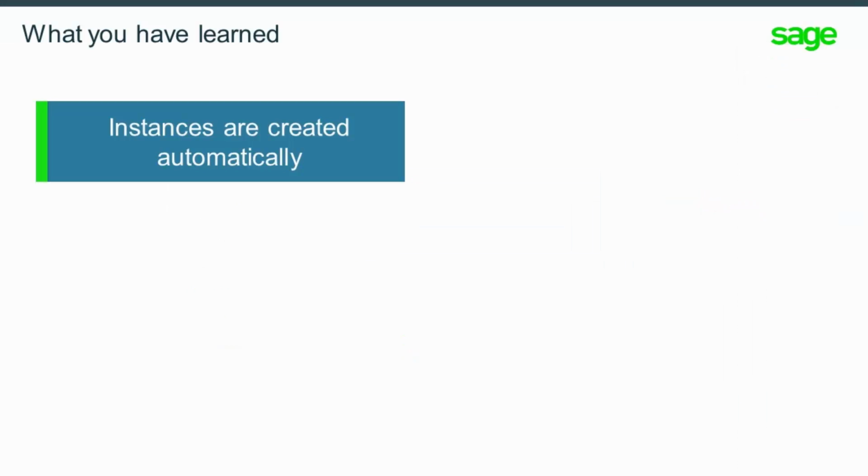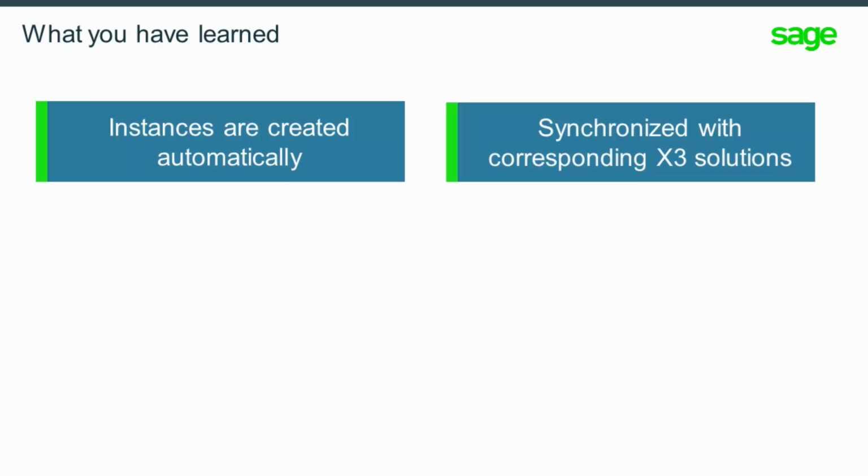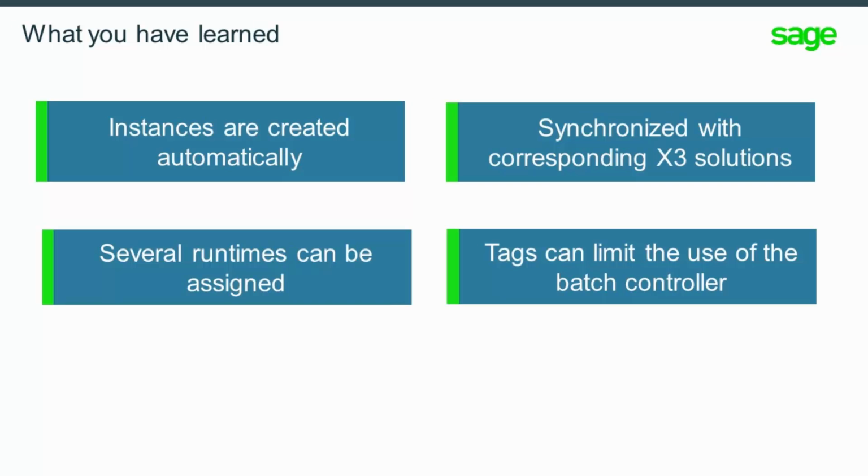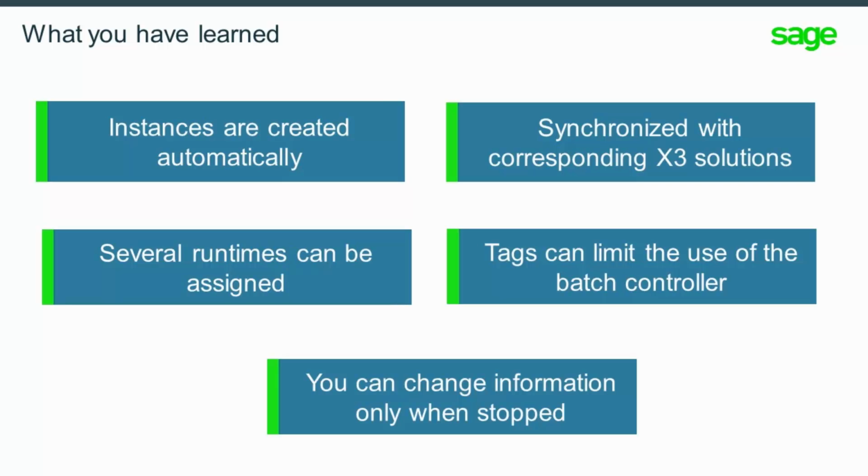This presentation has shown you that the batch controller is automatically created and synchronized with the X3 solution. If several runtimes are defined on the X3 solution, these runtimes will be used in the batch controller by using a round-robin algorithm. There is one main runtime which runs specific queries because of the application needs. A runtime can be used exclusively by a group of users. Information in the batch controller can be updated only when the status is stopped.